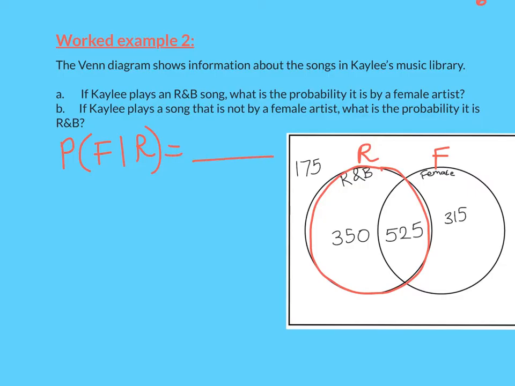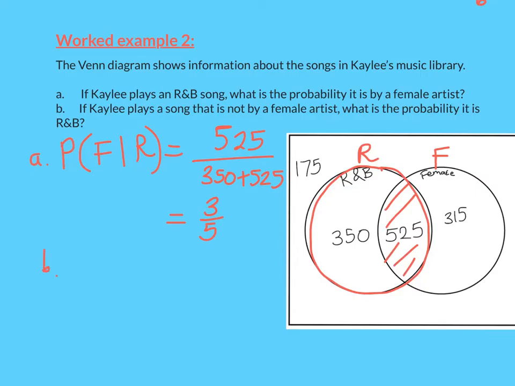The total of R&B is whatever 350 plus 525 is, and the female part of it is just this part, so that's just 525. And if I sort that all out, I get it simplified down to 3/5. That's all there is to it. So look at B now.